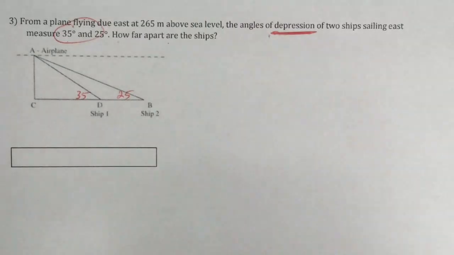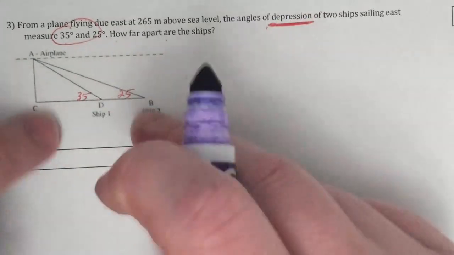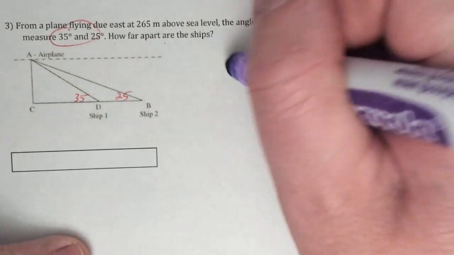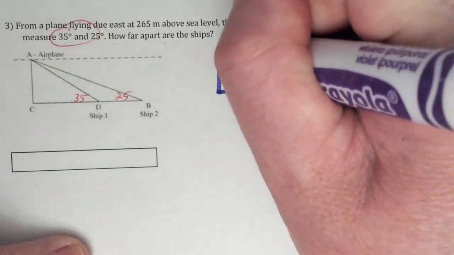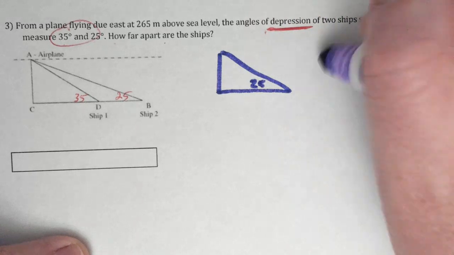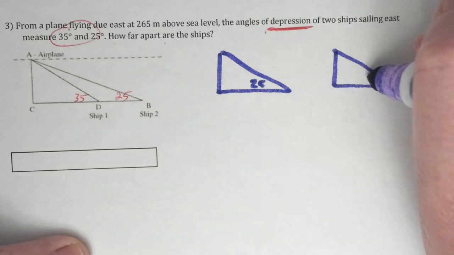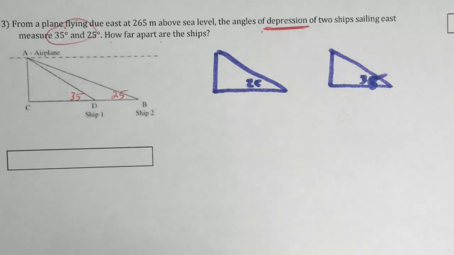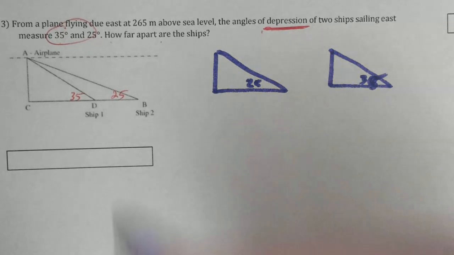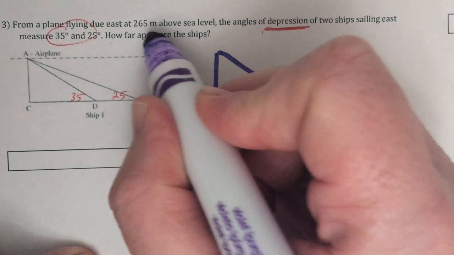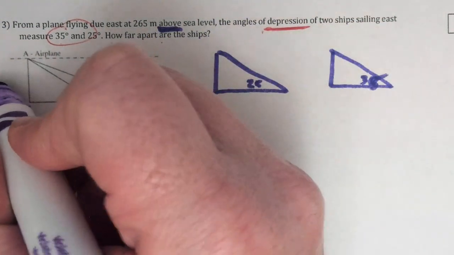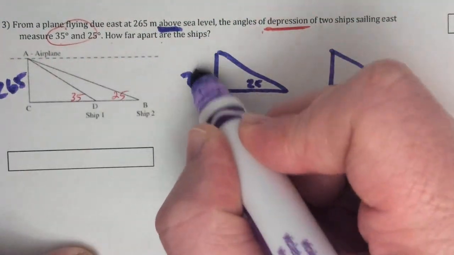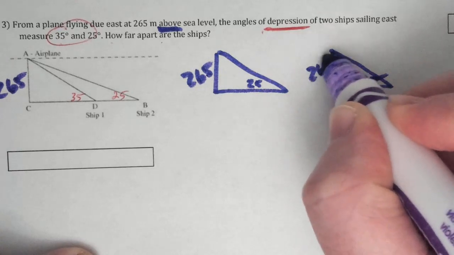Okay, so we're going to make these right triangles. Doesn't really matter if you get these backwards. It doesn't hurt anything too badly. All right, so this would be the 25. This would be the 35. Okay, and they said that it is 265 above sea level. So 265 goes right here. So 265, 265.